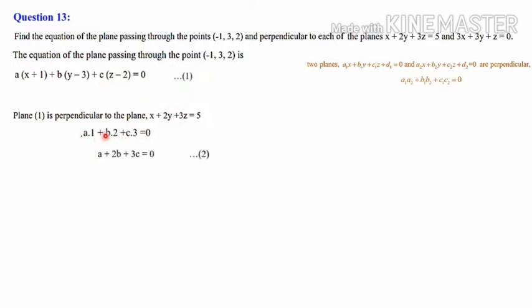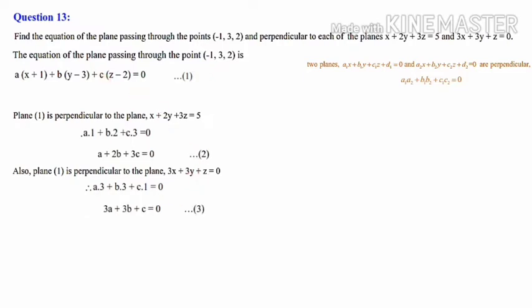A into 1 is A, B into 2 is 2B, C into 3 is 3C equal to 0. Label it as equation number 2. Again, plane 1 is perpendicular to our second plane, that is 3x plus 3y plus z is equal to 0. By using the same condition, we can write A into 3 plus B into 3 plus C into 1 equal to 0. Rearrange it: 3A plus 3B plus C is equal to 0. Label it as equation number 3.